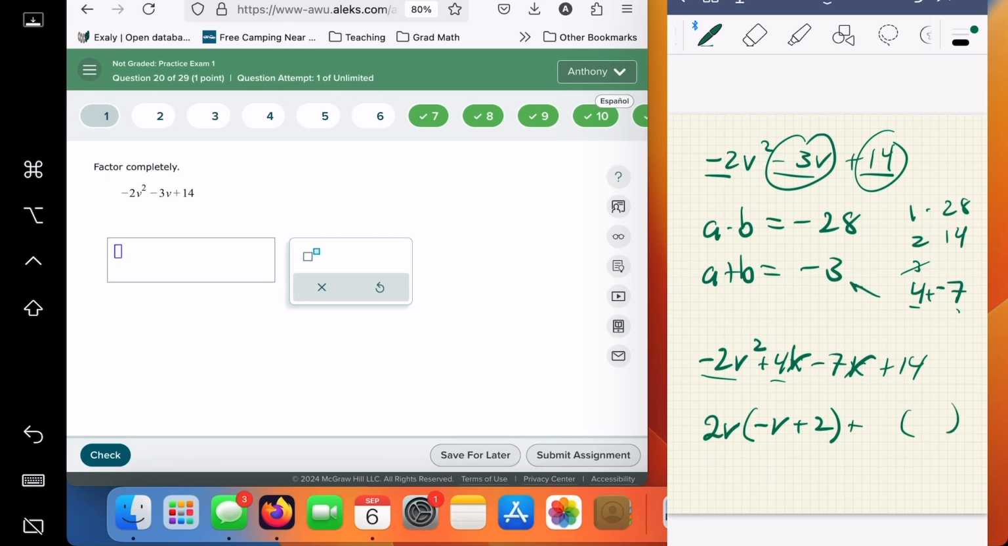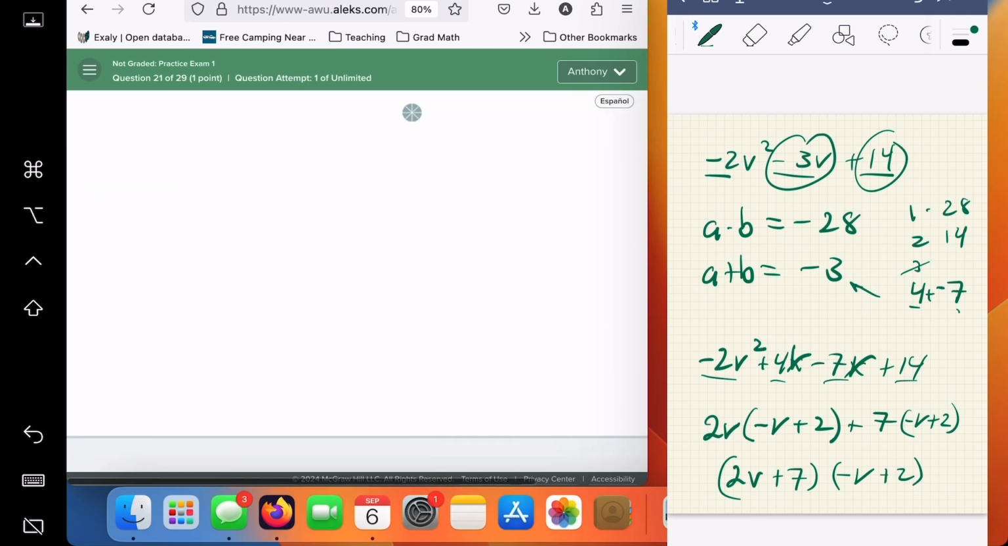All right. And so I had better have a negative v plus 2 left over. And hey, look, I have a negative 7 and a positive 4. It looks like I'll factor out a 7. So in fact, I have 2v plus 7, negative v plus 2. And I would hope that I could actually write this as v plus 7, and then flip it and just do 2 minus v. It's one less symbol to have to type, and it should accept that because it is correct. So, yeah. Great.